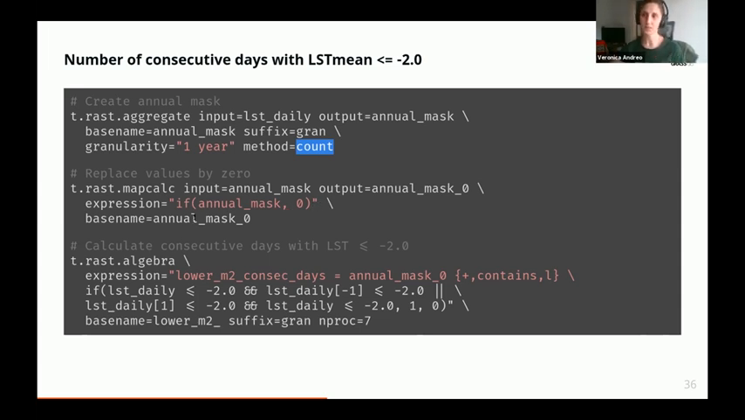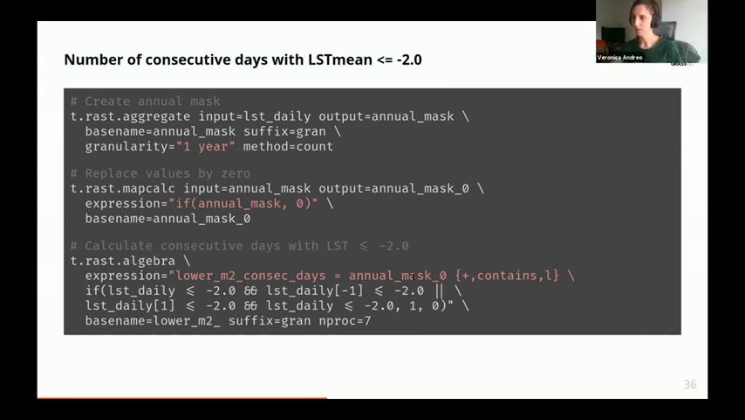So basically the second command does what we call a mask, an annual mask, in which the map values are 0. Why? Because then we will be adding to those maps pixel by pixel. And here's the core of this operation. We use algebra again. And here's the output time series, okay, lower than -2 consecutive days.